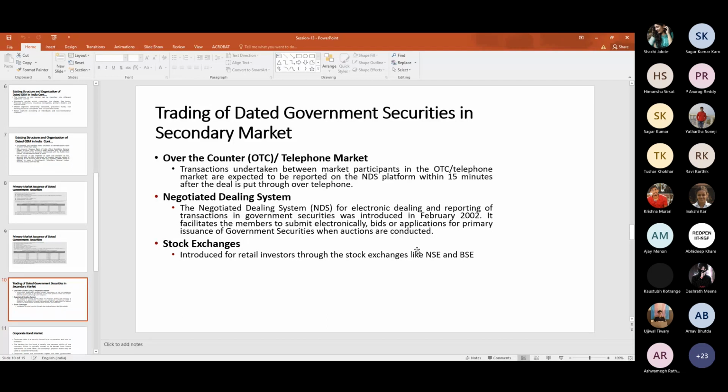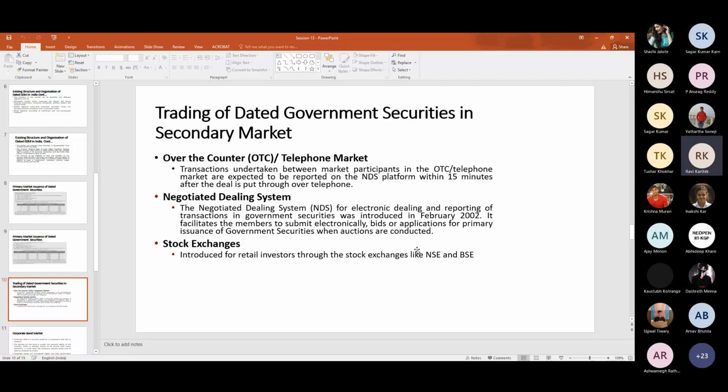And mostly the retail investors invest through that platform, NSE and BSE, but NSE has a very prominent role in dealing with government dated securities. So their debt market segment is quite prominent, quite developed in terms of the Indian debt market. So these are the different trading platforms through which anybody can invest in these instruments.